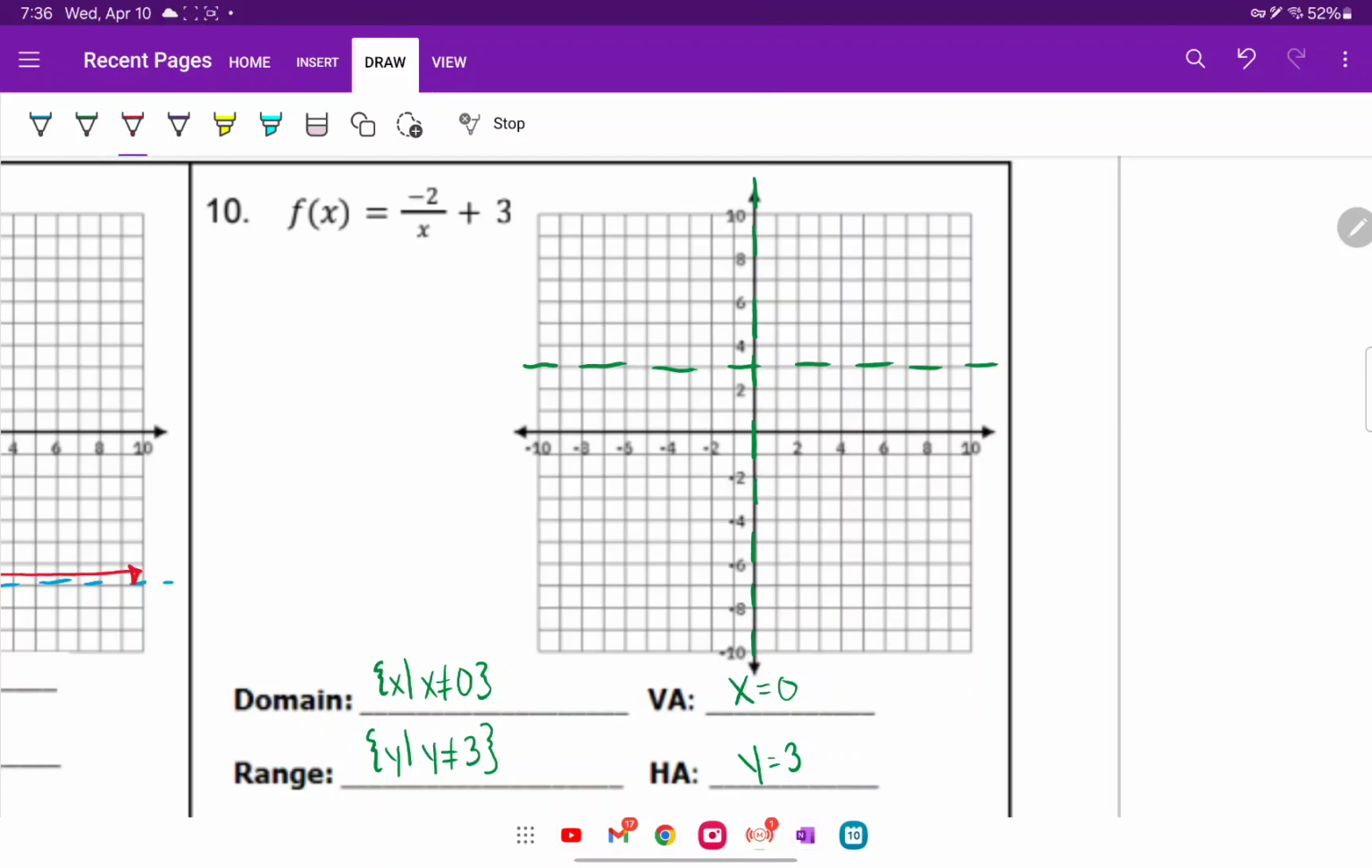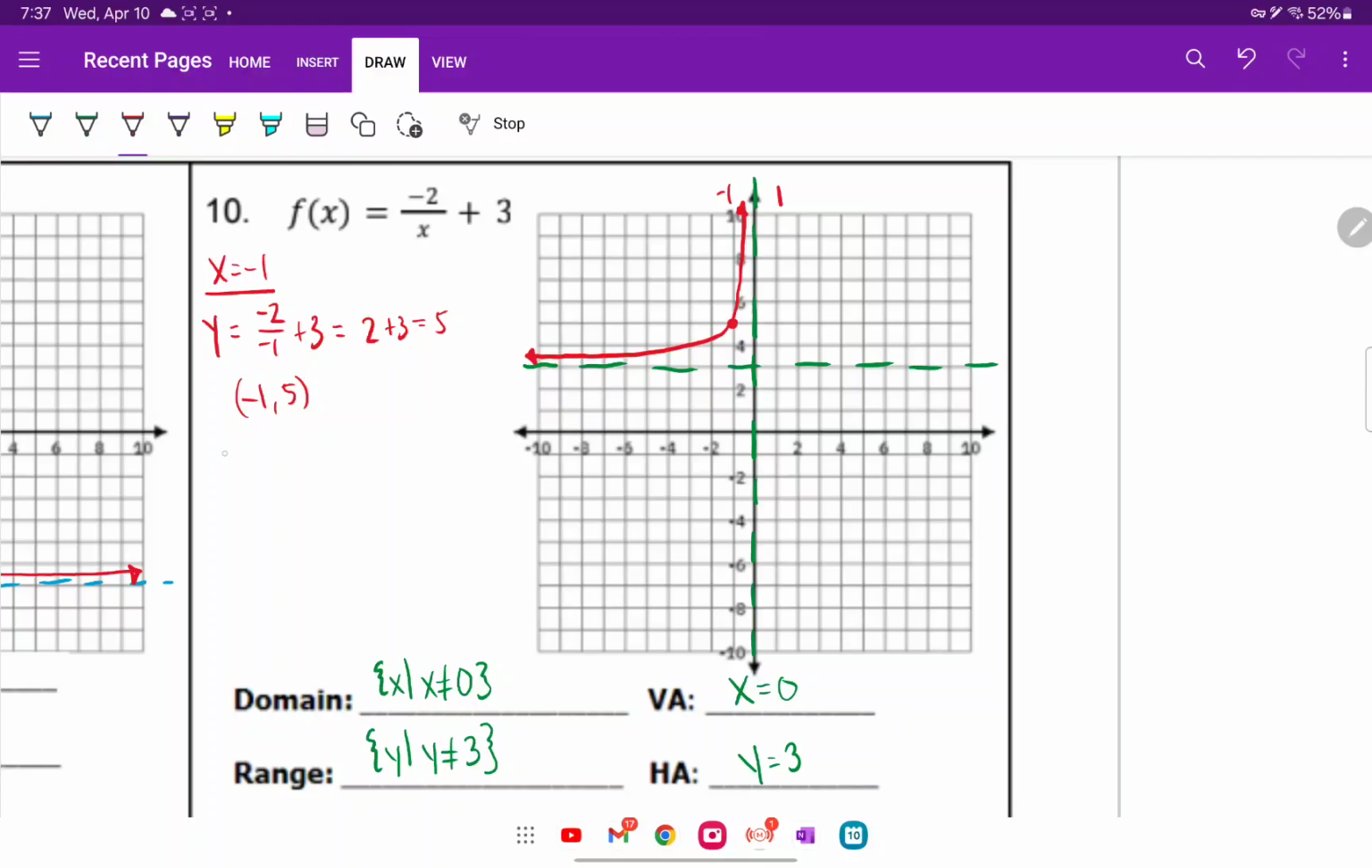All right, now we're going to test our points. So currently we're at 0, so 1 to the right is x equals 1. 1 to the left, x equals negative 1. Start with x equals negative 1. So y equals negative 2 over negative 1 plus 3, which is 2 plus 3, which is 5. So we have our first point at negative 1 comma 5. And we can get close to our asymptotes without crossing or touching.